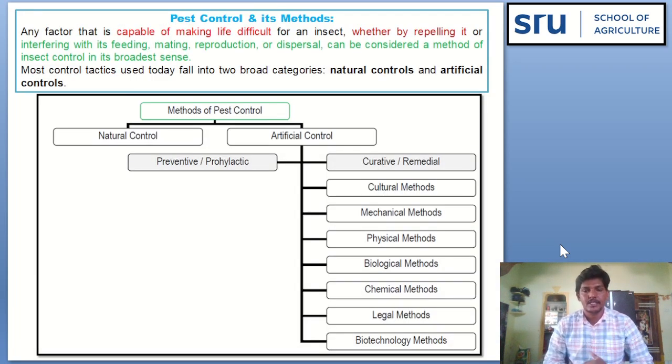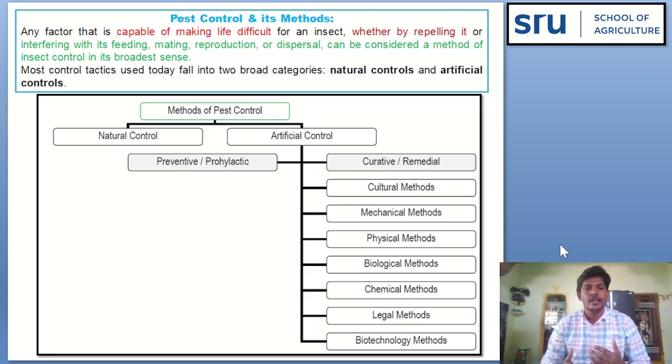Then what is pest control and pest control methods? Any factor that is capable of making life difficult for an insect is pest control. This factor may repel the insect pest or interfere with their feeding, mating, reproduction or dispersal mechanism.